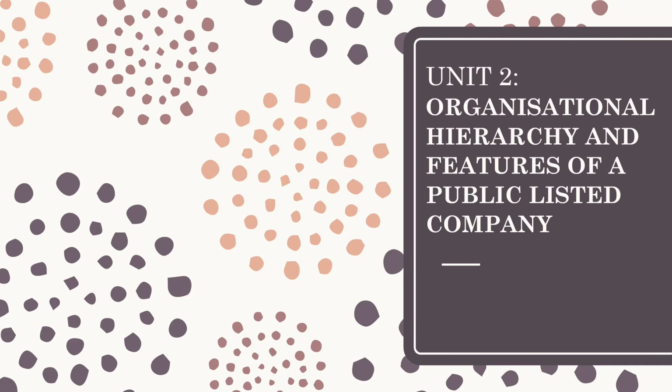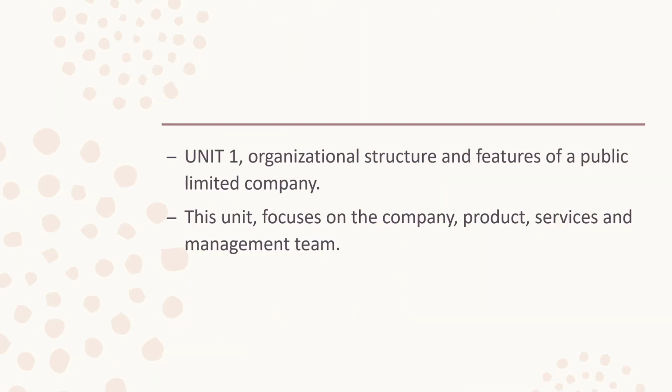But Alhamdulillah, still okay. So, without further ado, let's look at unit number 2, which is organizational hierarchy and features of a public listed company. Previously, we looked at only the organizational hierarchy and how we look at different types of hierarchy in an organization. Let's recap a bit.